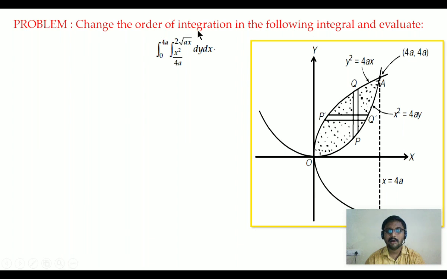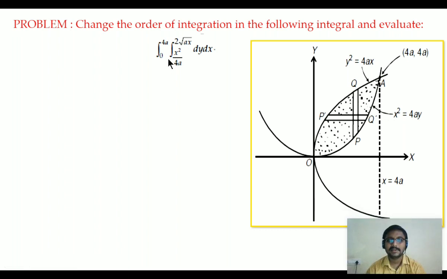Problem: change the order of integration in the following integral and evaluate. The problem is integral 0 to 4a, integral x square by 4a to 2 root ax, dy dx. So here the inner integral limits are y limits in terms of x, and the x limits are constant, 0 to 4a. Now first we have to draw the rough sketch of the region. It is the rough sketch of the region.